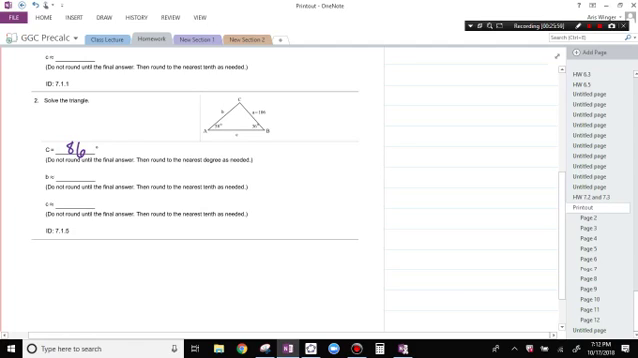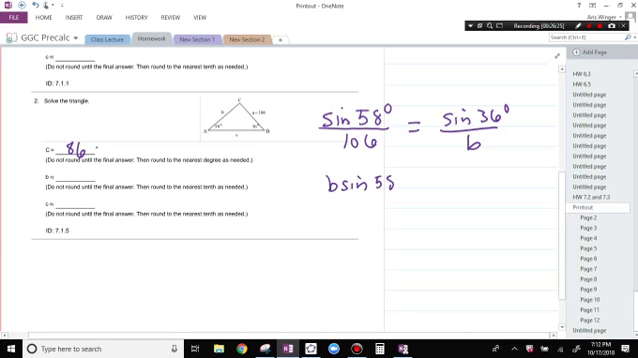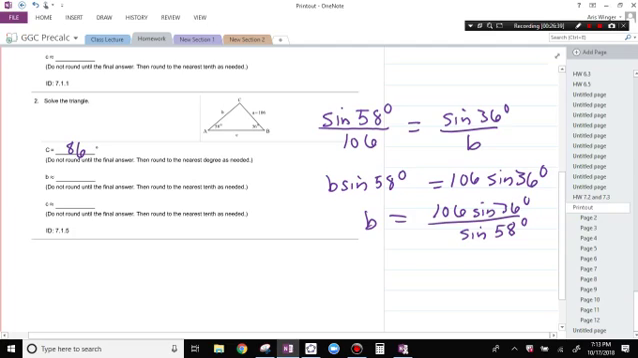And then we can roll through this. The sine of 58 degrees over 106 is equal to, what do you want to solve for first? B, sine of 36 over B, and you're just going to do the same thing. Cross multiply: B sine of 58 degrees is equal to 106 sine of 36 degrees, and then B is equal to 106 sine of 36, all over the sine of 58. And we're all at the calculator. And you do the same thing for C.